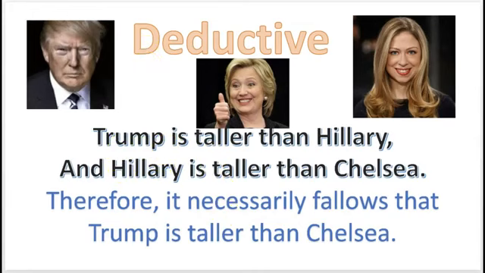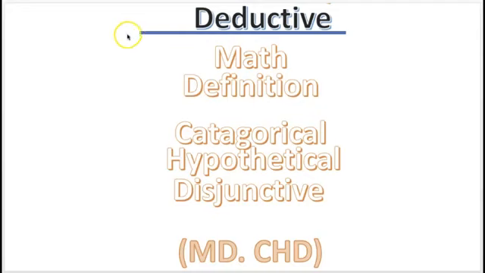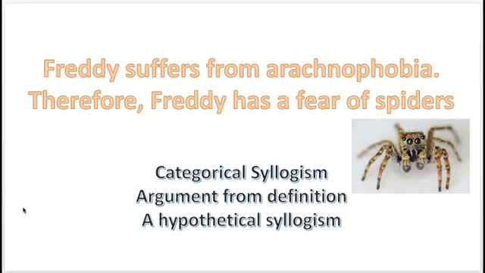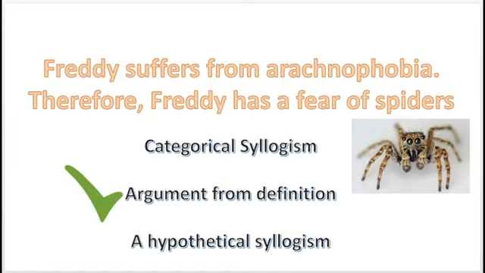Okay, and just to make things a little bit easier, the first few practice problems are just going to be for the deductive arguments, the MD Chad or Dr. Chad. Okay, practice problem number 1. What kind of deductive argument is this? Freddie suffers from arachnophobia. Therefore, Freddie has a fear of spiders. What kind of argument is this? The answer is, you're right, an argument from definition. The conclusion follows from the definition of arachnophobia.